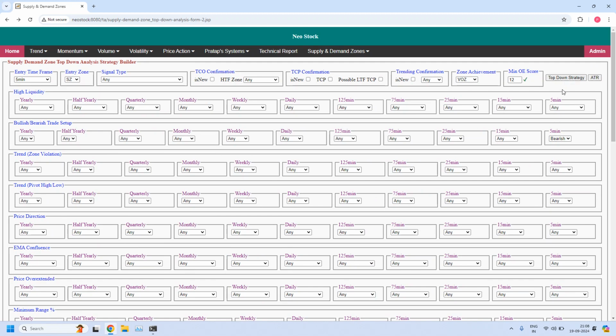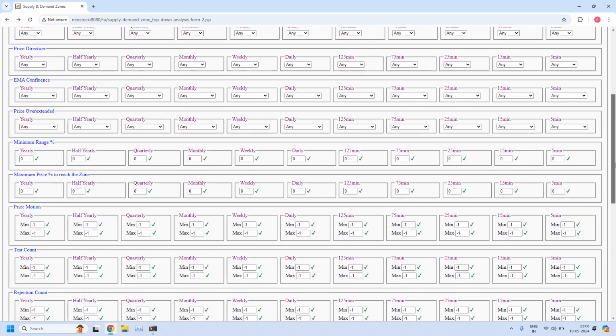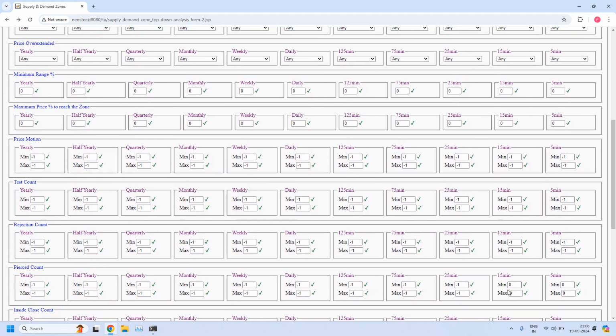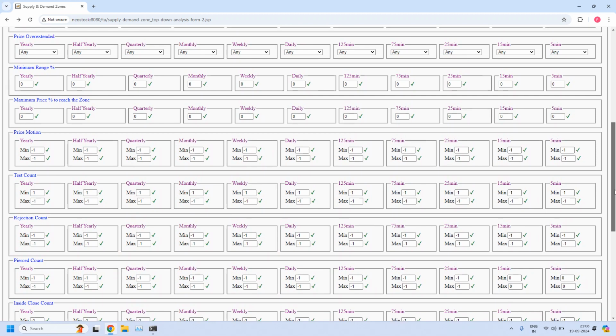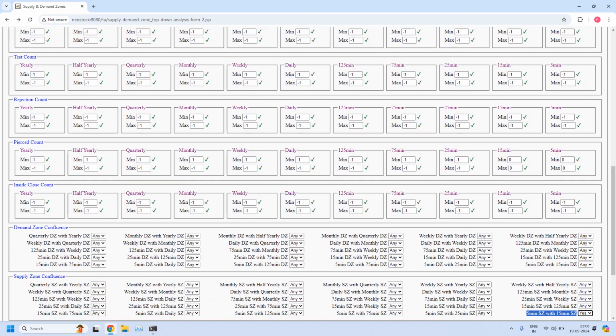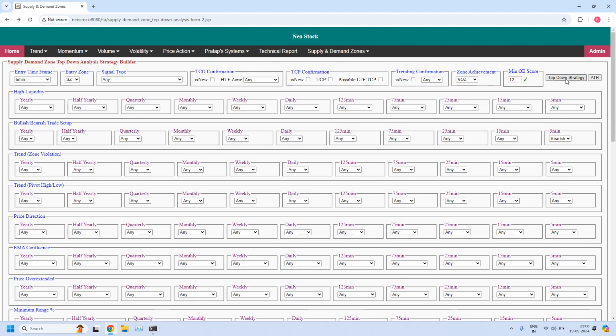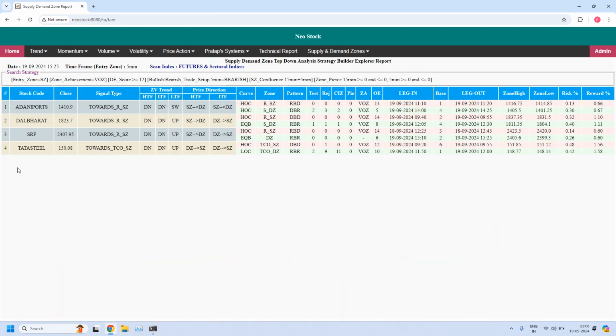Now let's verify. In zone confluence, pierced count, we already set 15. This is correctly set. But only in supply zone confluence, earlier I said 15 and 75. That is wrong, because for ITF confluence, the 5-minute zone should be part of the 15-minute supply zone. So now again I am regenerating the report for ITF confluence. So these are the 4 stocks filtered.